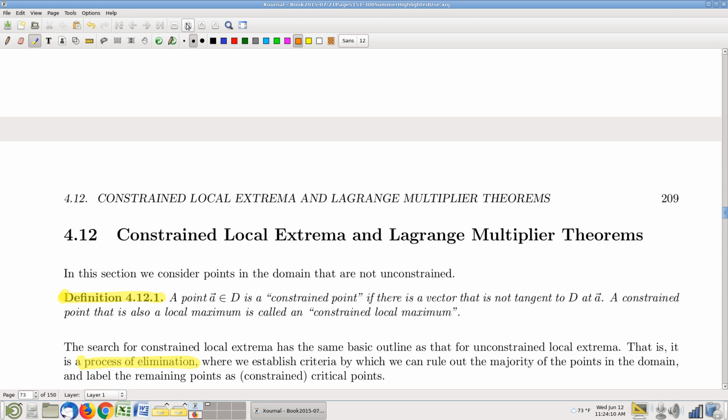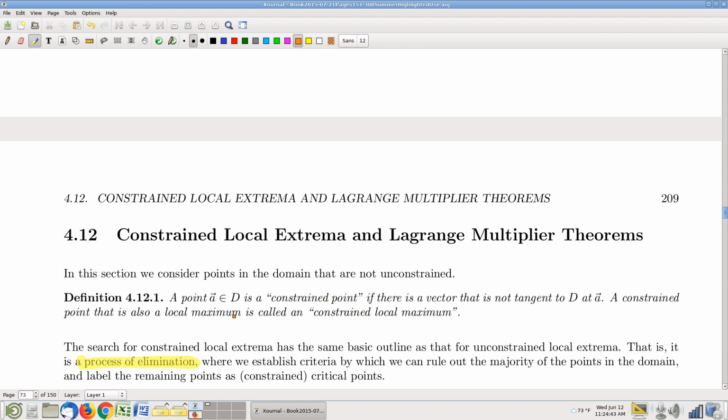Okay, so reminder, we're going to talk about constrained points, and specifically we saw that boundary points last time have this problem. They were constrained. Not every vector is a tangent vector. In fact, most vectors are not tangent vectors when you're on the boundary. So that being said, a local maximum that is a constrained point is a constrained local maximum.